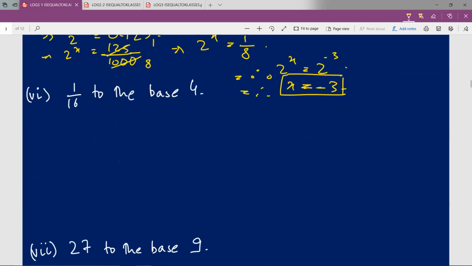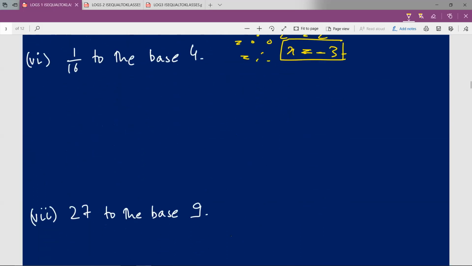Okay. Moving on to the next subpart, the sixth subpart. Now in the sixth subpart, to the base 4. So over here, after the phrase to the base, the number mentioned ahead of it is 4, so I'll write that in subscript form. Log of 1 upon 16 to the base 4 is equal to x. So therefore, 4 raised to the power x is equal to 1 upon 16.